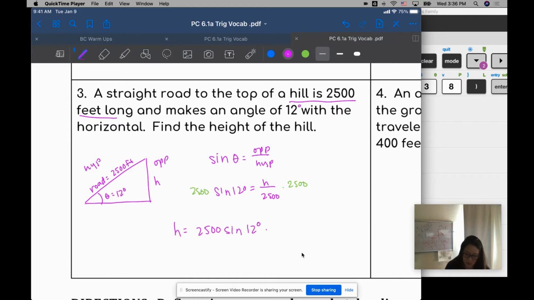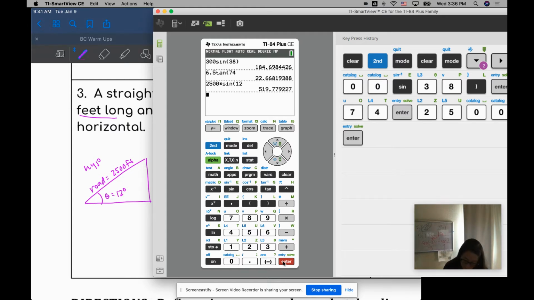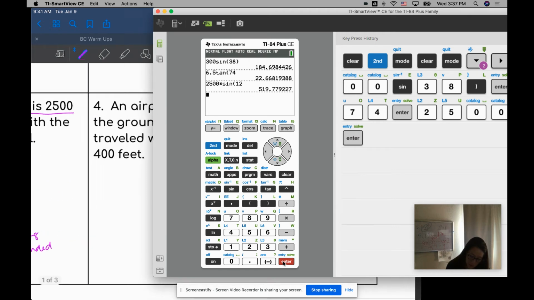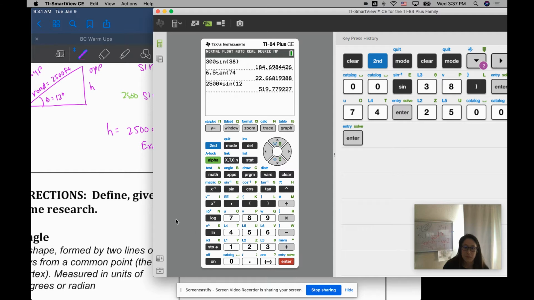Which is about equal to, I'll use my calculator, 2,500 times the sine of 12 degrees, 519.78. Okay, again, this is our exact value and our rounded. All right, we're going to skip this one, move on to the next one.